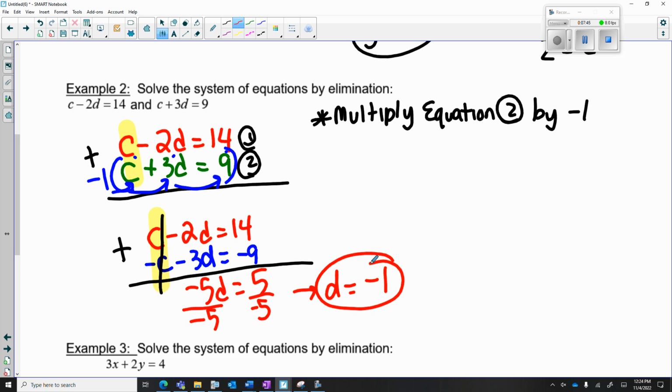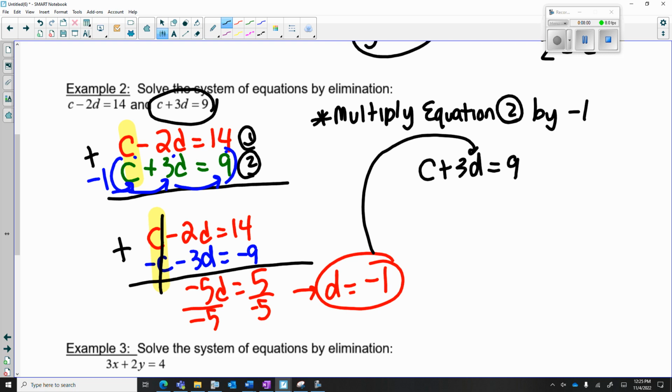All right. But now the next thing I have to do is, again, I have to solve for the other variable, which is c. So I'm going to go to the easier equation, which in my opinion was equation 2. c plus 3d equals 9. And I'm going to plug in d equals -1. So I'm going to do c plus 3 times -1. And I'm going to solve for c. So this is the step where you're going to solve for the other variable, in this case c.